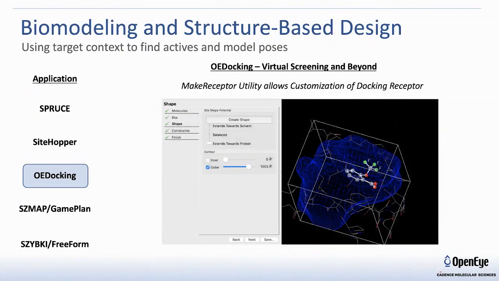To aid you in this process, we have a utility that is called MakeReceptor that ships alongside OE docking. MakeReceptor allows you to input your protein structure in OEDU format and customize the box in which an active site is located, the outer contour of the docking receptor that is generated, as well as to set constraints on your docking run in order to selectively keep only those poses that form the particular interactions that you're looking to form.